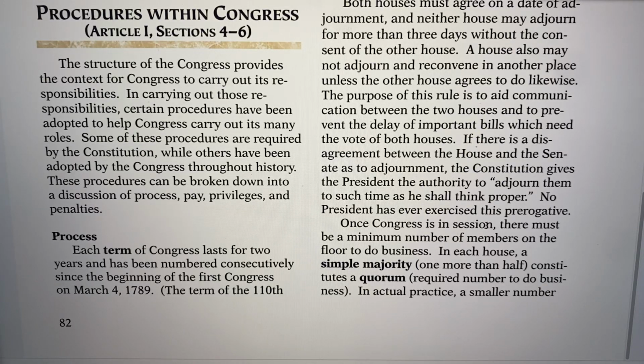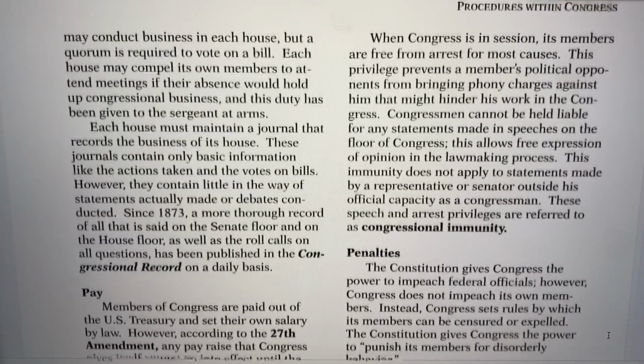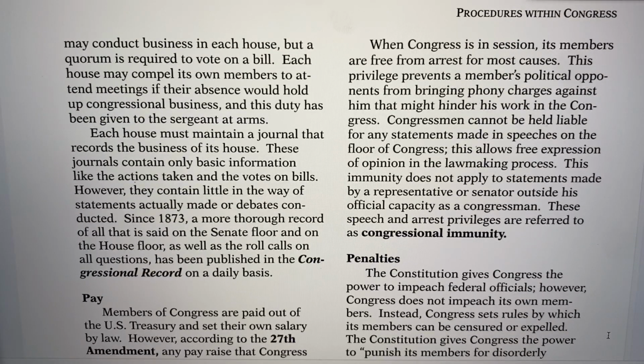And then they have a journal that records business. It's put in this journal, and this journal is called the Congressional Record. Let's go on to the next. It talks about the Congressional Record here. In this journal, they have this Congressional Record, and it has all the basic information, what they voted on and the actions and bills, all in this Congressional Record, or its journal.